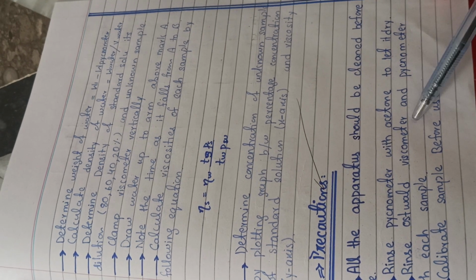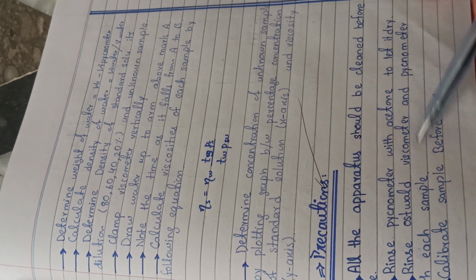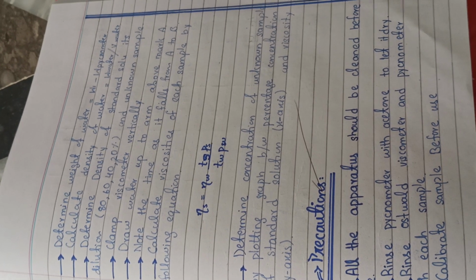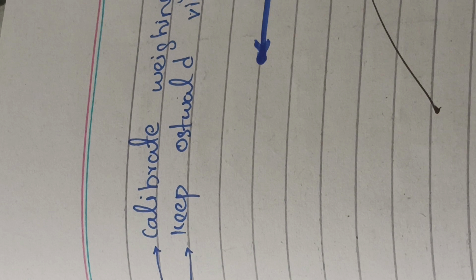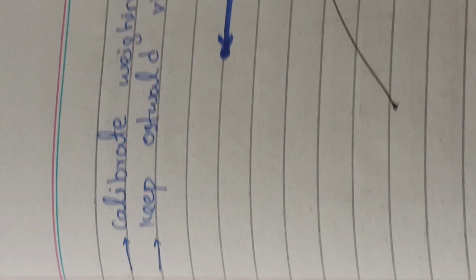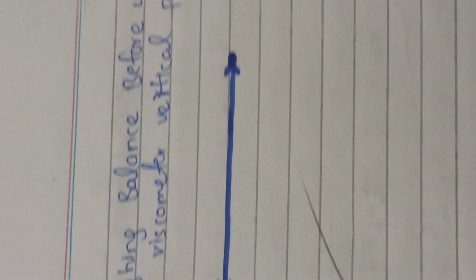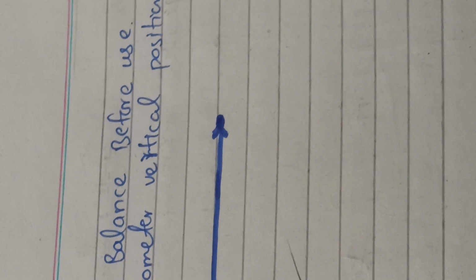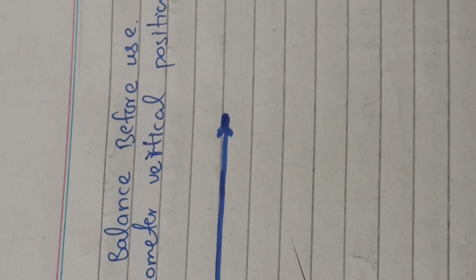Okay, so rinse the Ostwald viscometer and piezometer with each sample. Calibrate the sample before use. So the last precaution is to calibrate the weighing balance before use, and the second precaution is to keep the Ostwald viscometer in the vertical position. You don't have to tilt it, you have to clamp it in the vertical position.